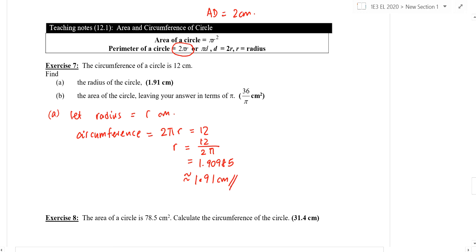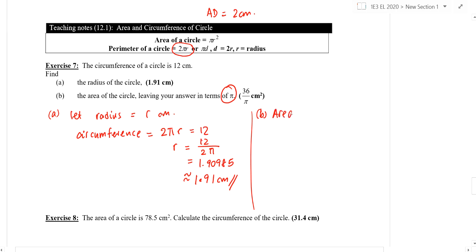We are rounding off because the value given in the calculator is not exact. There are many more digits after the decimal point. Now moving on to part B, to find the area of a circle, this time they say leave your answer in terms of pi. So please do not use your calculator to evaluate the answer.